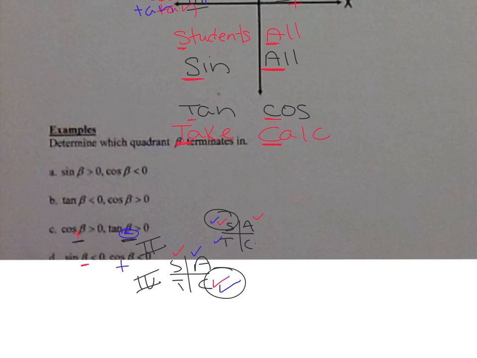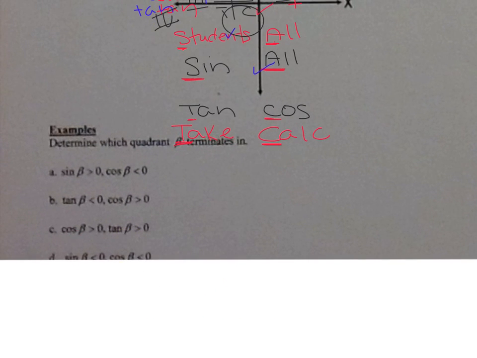Okay, so let's try the other ones. All right, C. So draw your little axes here, right? All students take calc. All right, cosine is greater than 0 means cosine is positive. Tan is greater than 0 means tan is positive. Cosine is positive in quadrants 1 and 4. So put little checks there. Tangent is positive in quadrants 1 and 3. So where is cosine positive and tan positive? In quadrant 1.